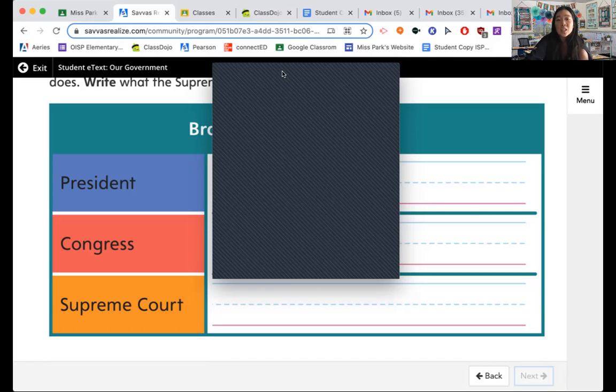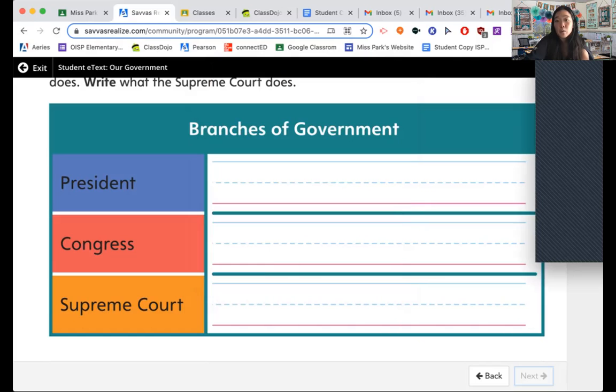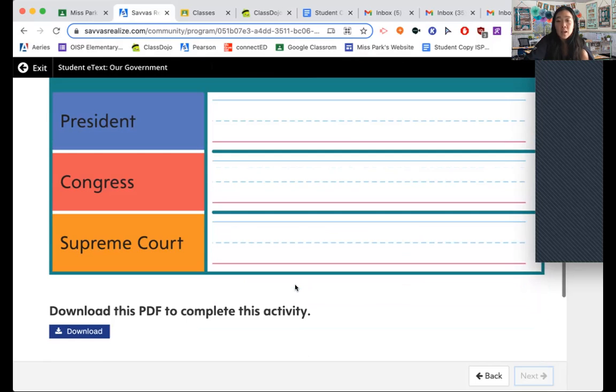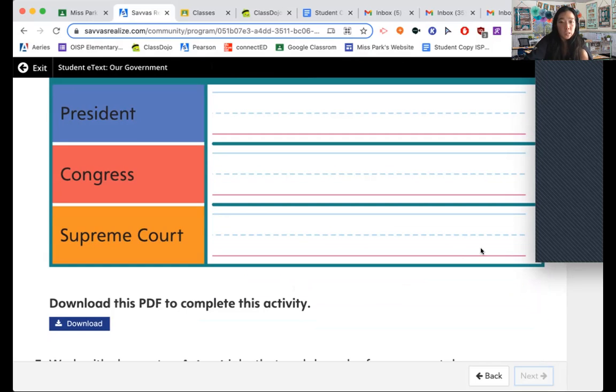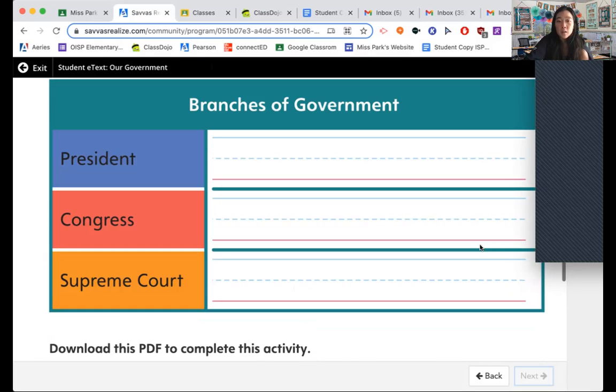So the president suggests and signs or approves new laws. Congress makes and votes on laws, and the Supreme Court makes sure that the laws are fair. All right.